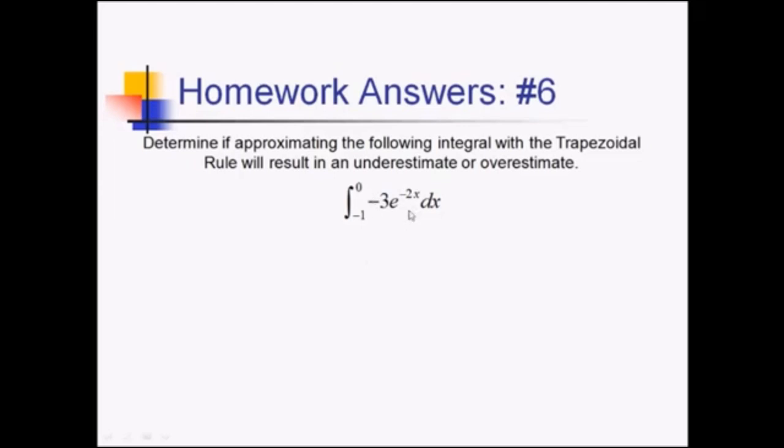So first derivative, that's going to be, let's see here, we have a chain rule with a negative 2 tail. So that's going to be 6e to the negative 2x. And then going one more time for the second derivative, that's going to be negative 12e to the negative 2x.